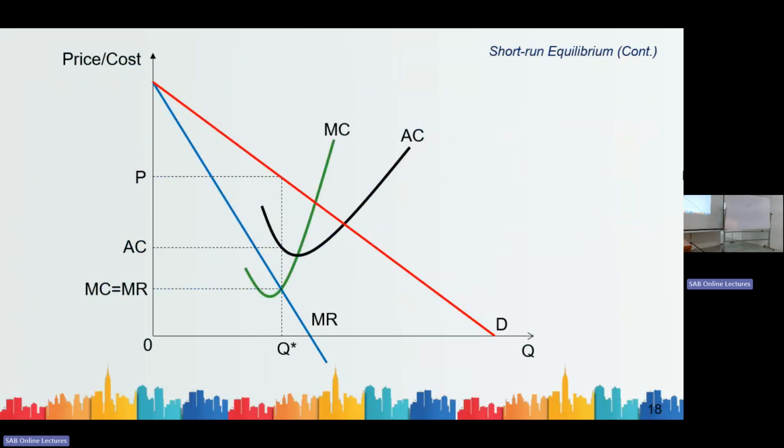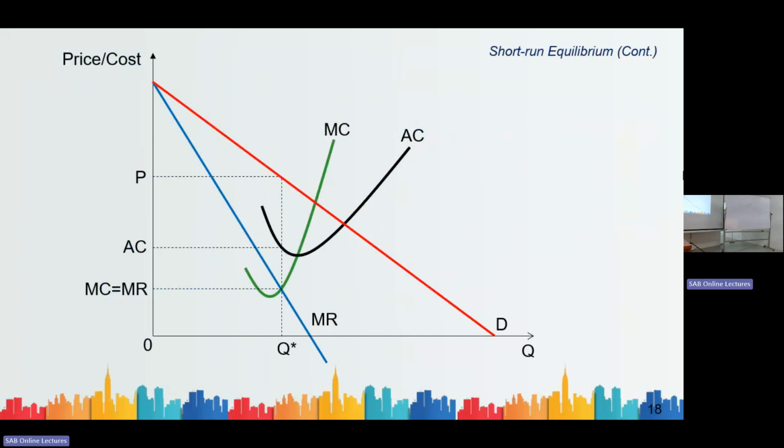That is where marginal revenue equals marginal cost, and that is the profit maximizing output level. That is why we have labeled this as Q star. Q star is the profit maximizing output level. And what is the price? What is the unit price this monopolist will charge to sell this quantity?